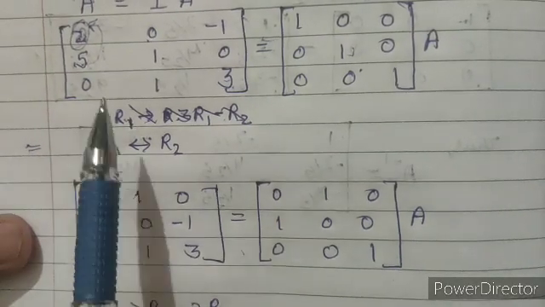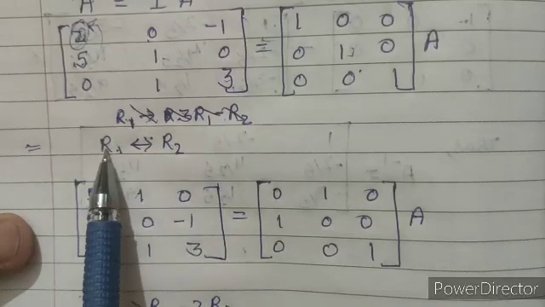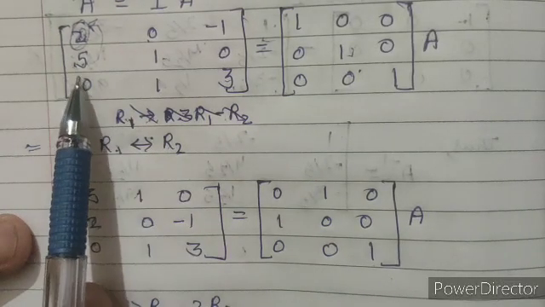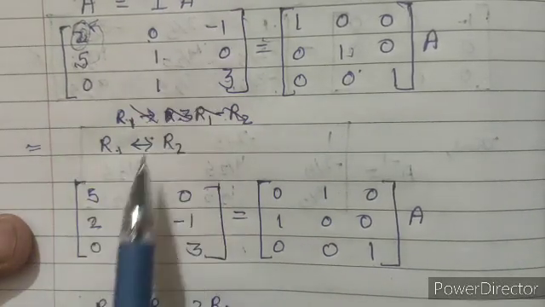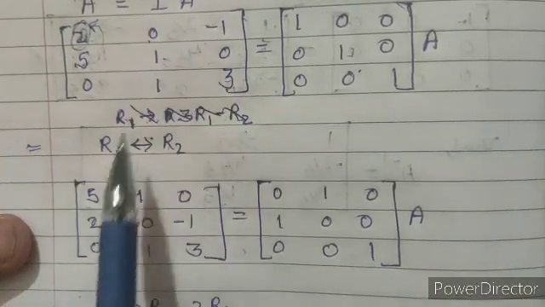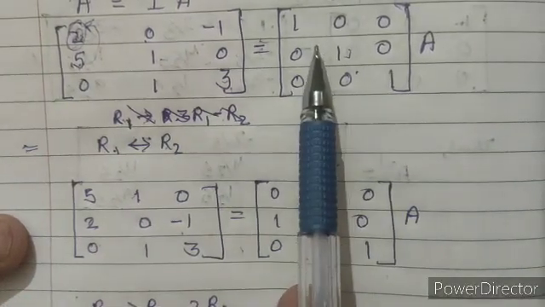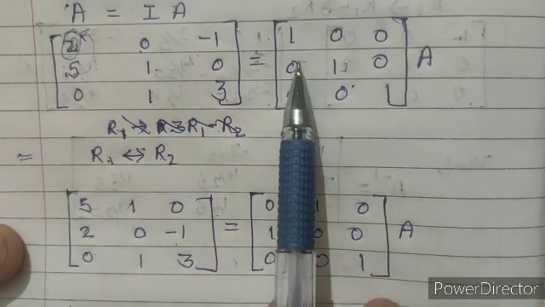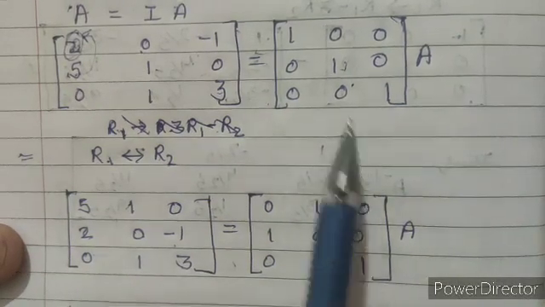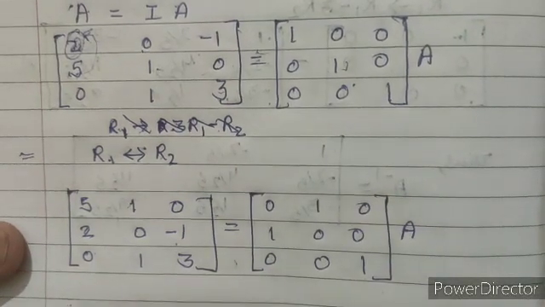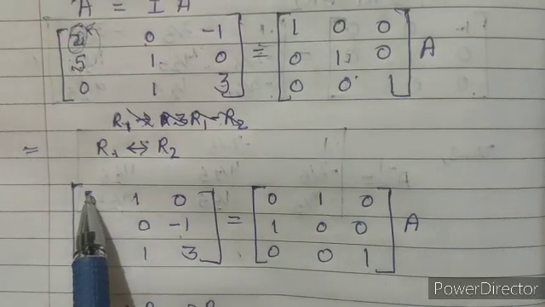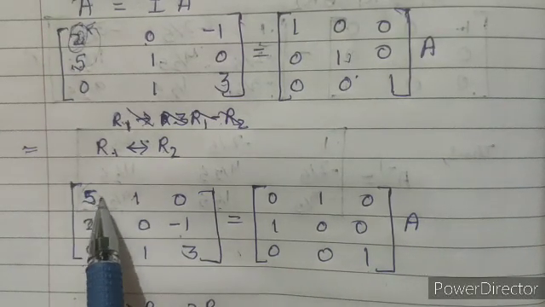So row 2 will become row 1 and row 1 will become row 2. That means row 1 will be 5 1 0 and row 2 will be 2 0 minus 1. Similarly on the right hand side, row 1 will be 0 1 0 and row 2 will be 1 0 0. Now after this we need 1 in place of 5.